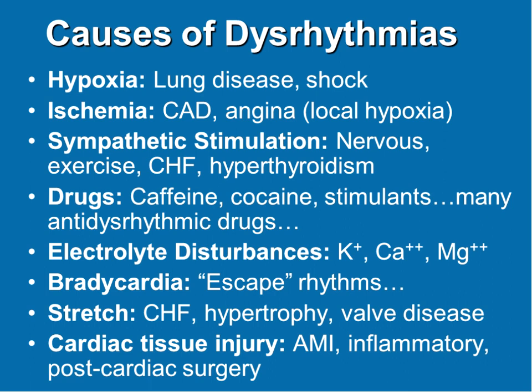Anyway, back to causes of dysrhythmias. General hypoxia, as would occur in someone who's got chronic lung disease or who is in shock, can also affect oxygenation of the heart and can produce dysrhythmias. Then you can also have more local ischemic changes, as in coronary artery disease or angina.